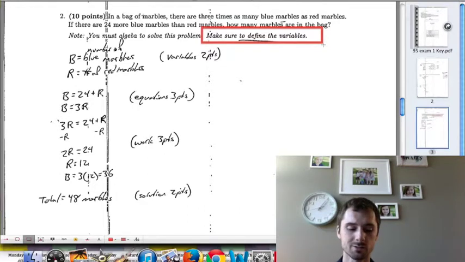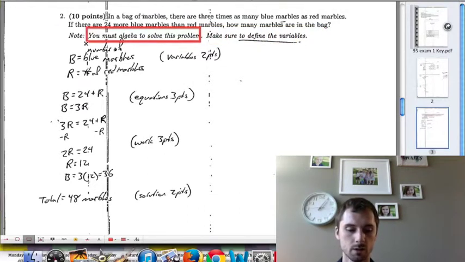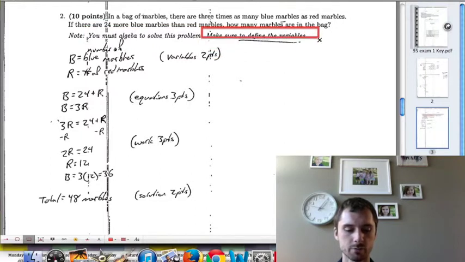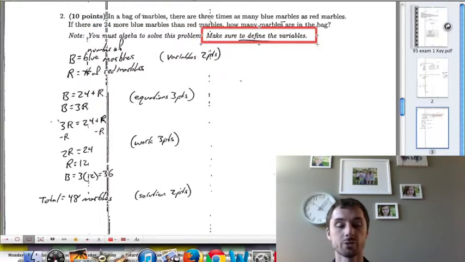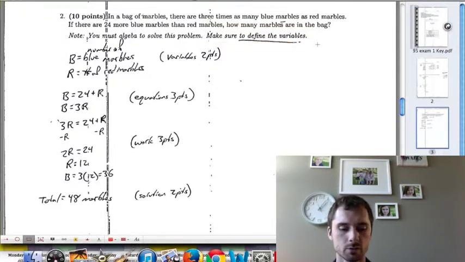Just so the note is there, it says you must use algebra to solve this problem. And make sure you define the variables. Some of you are not used to defining variables, so try to do that.